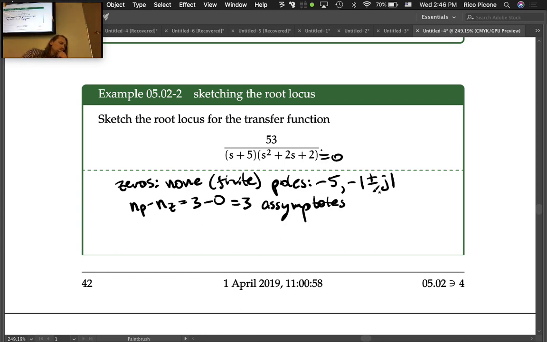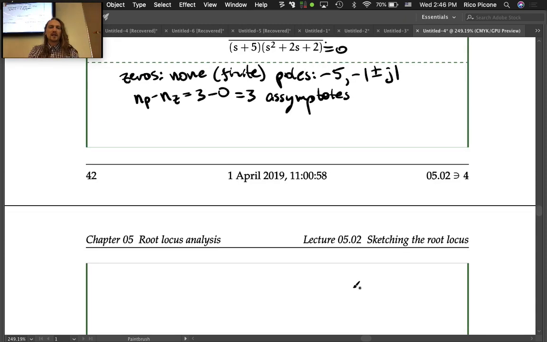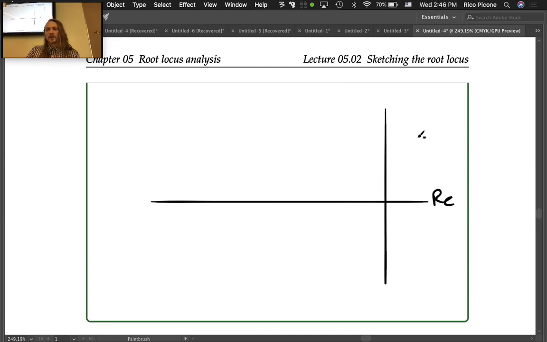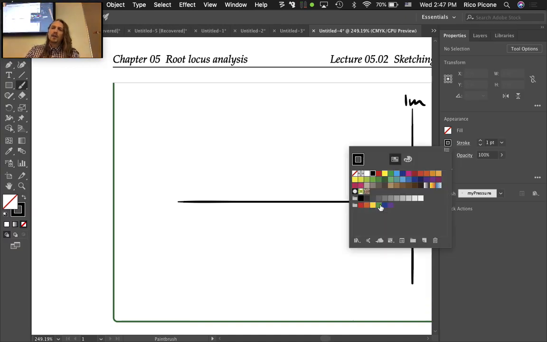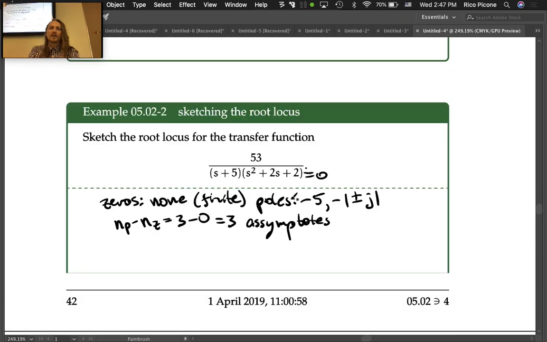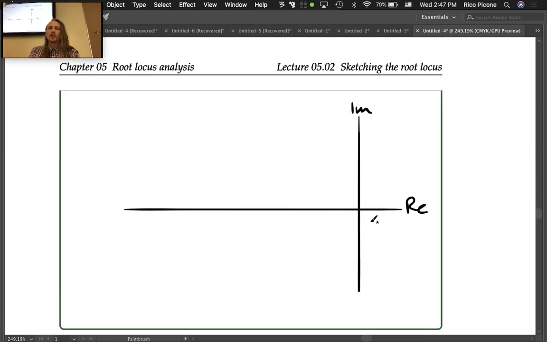Let's recognize that, and then we'll come back to this and compute the asymptotes. But let's start out with our win. I like starting out with our win here, where we've got our real and imaginary axes, and we'll put in our open loop. So the first step in the procedure is to put in our open loop poles and zeros. We've got a real pole at -5, and then we've got -1 plus or minus j1.